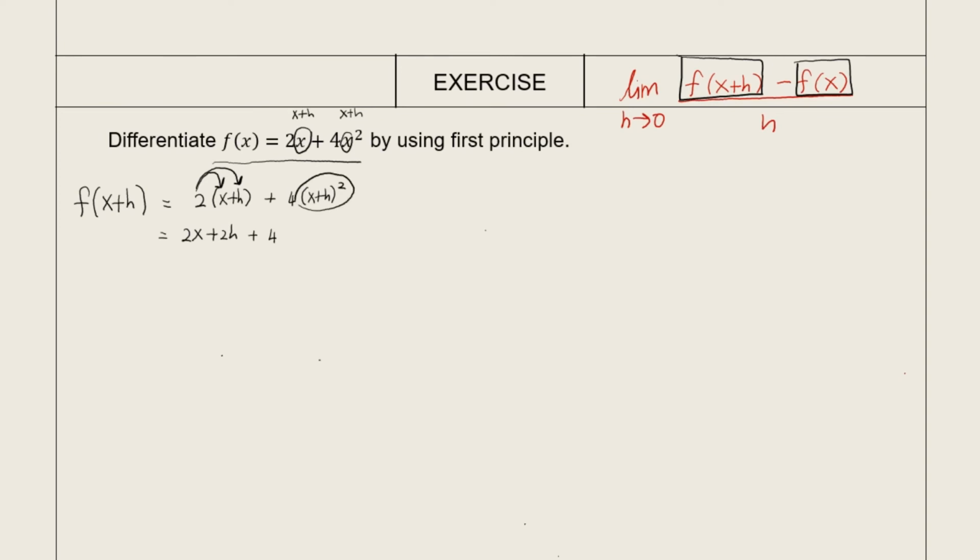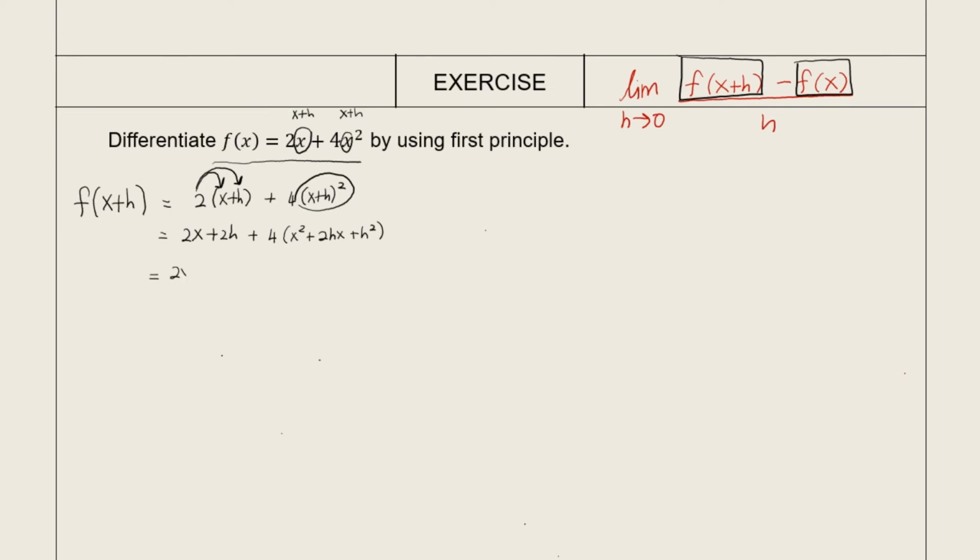(x + h) squared, you will get x squared plus 2hx plus h squared. This one is similar to the previous one. And then you open the bracket, expand again.